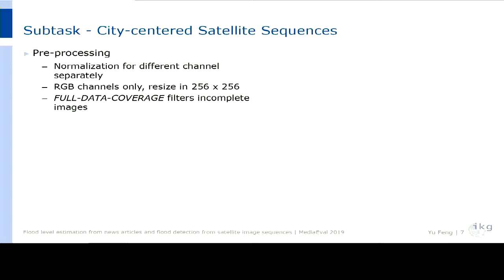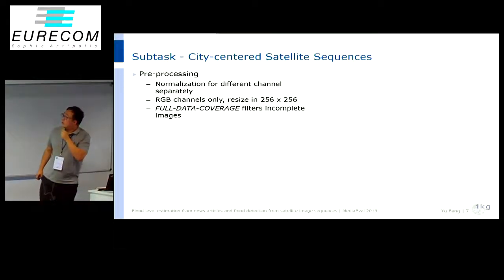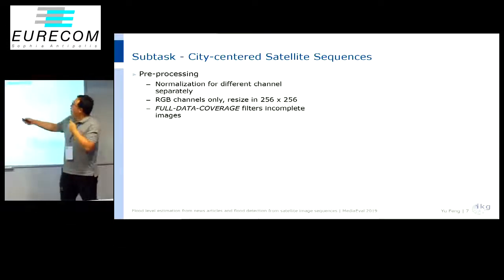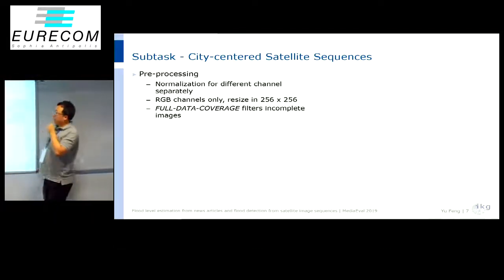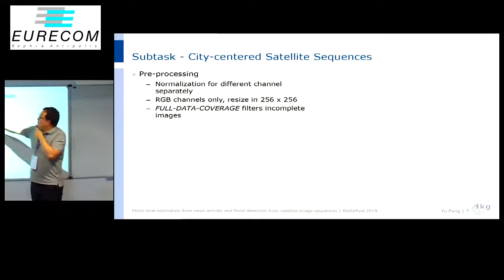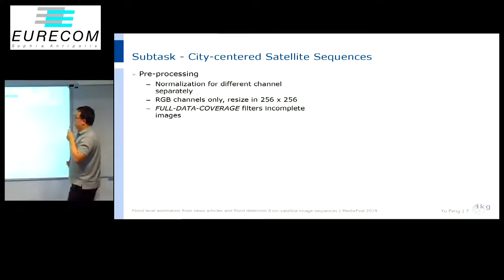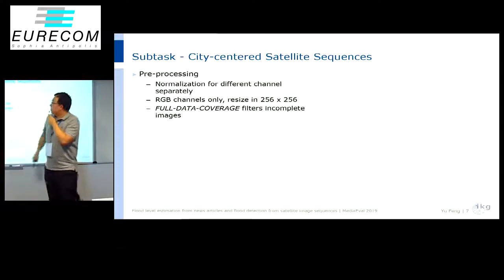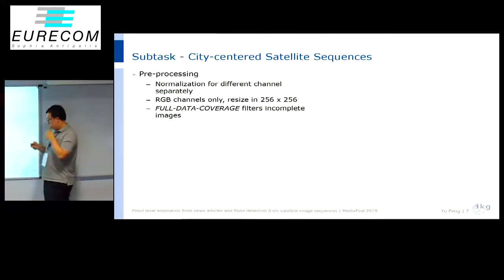After that, we have the second task, the satellite sequence. We think the preprocessing is very important for this task because each channel may have its own characteristics. That's why we first normalize each channel separately, in a simple way: subtract the mean and divide by the standard deviation. Then we use the RGB channels only and resize to make the images smaller because of computation restrictions. We also eliminate some of the incomplete images using the organizer-provided labels.